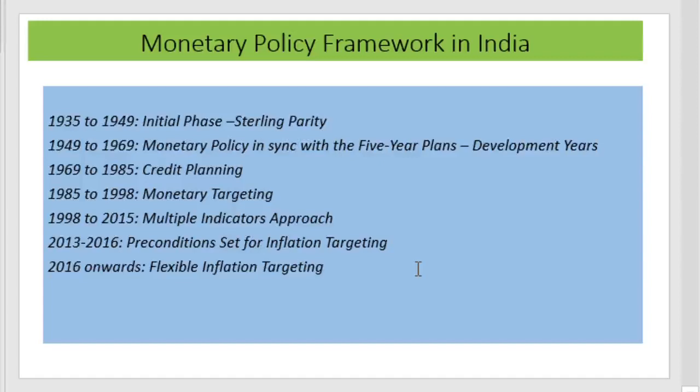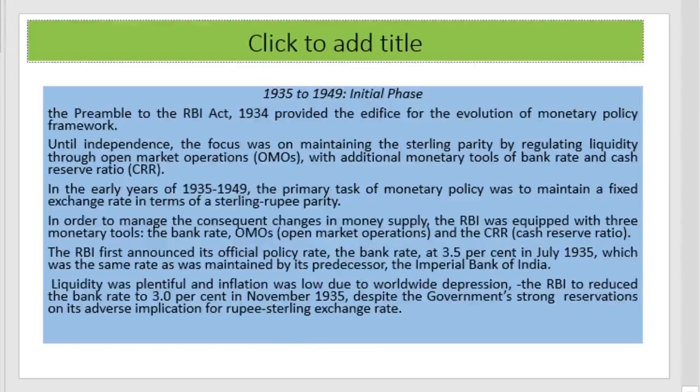That is, the initial phase, second one development years, 49 to 69, 69 to 85 period of credit planning, 85 to 98 monetary targeting, 1998 to 2015 multiple indicator approach, 2013 to 2016 preconditions set for inflation targeting, 2016 onwards we are focusing on flexible inflation targeting. Let us see in detail the major changes that have occurred in each of these periods.